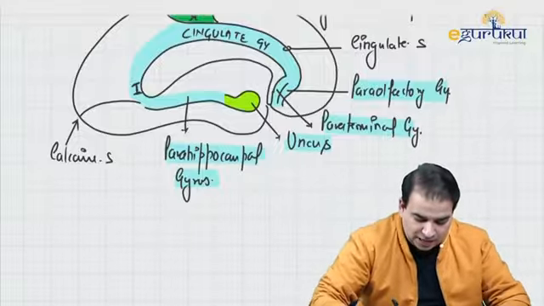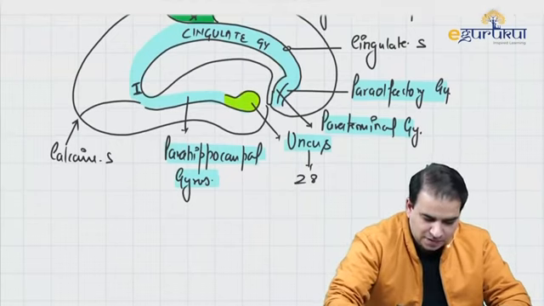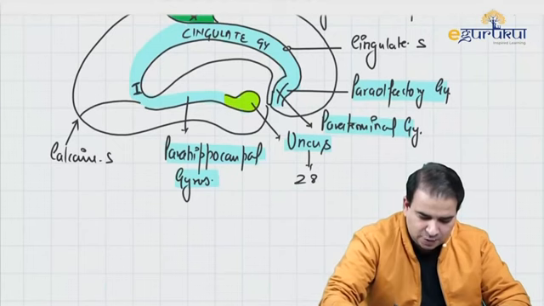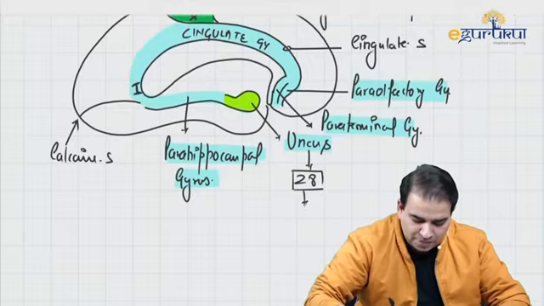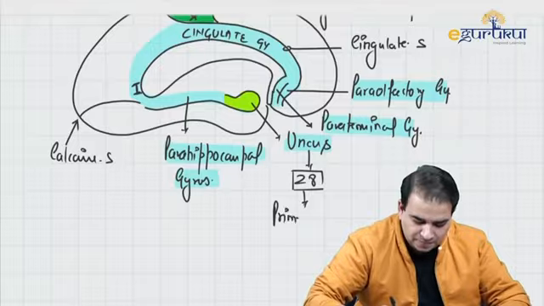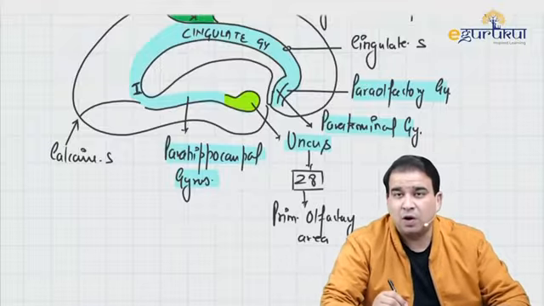Please also note that uncus is area number 28. Now this can be a separate question, that uncus is area number 28, and this is important because it is the primary olfactory area. The area number 28, that is uncus, is a primary olfactory area.